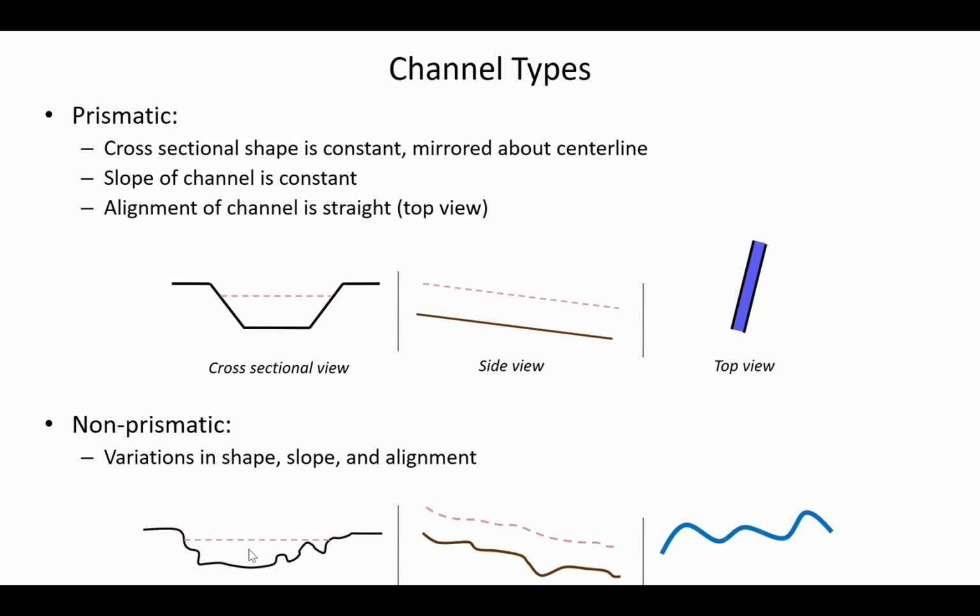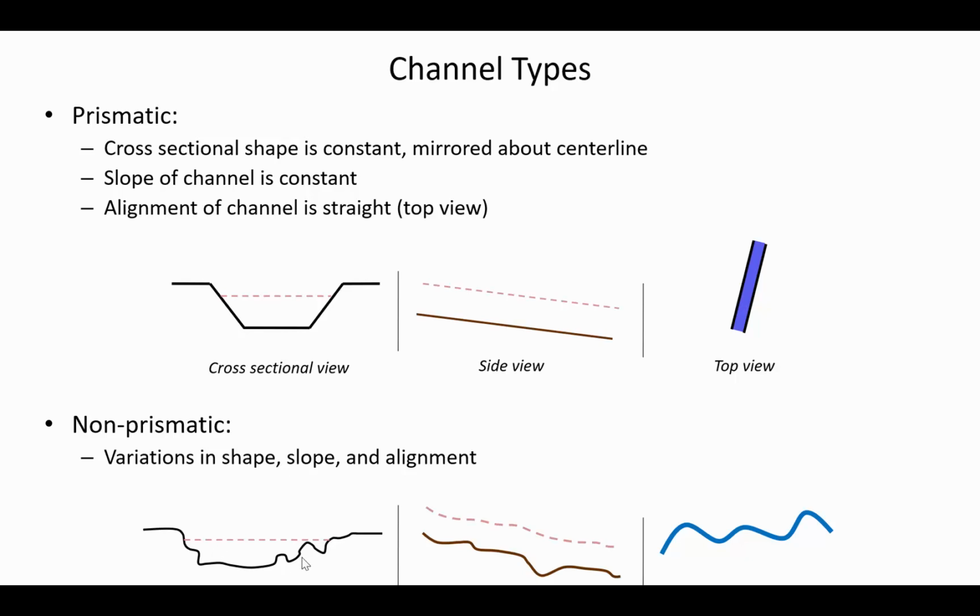And so the cross-sectional view, rather than being a mirror image along the center line, for a non-prismatic channel it would be irregular because there are just differences in the strength of the soil underneath the water line, and as the water is flowing, it will pick up and carry downstream the soil that's going to scour and erode the most easily, and what stays behind is the soil or the rocks that are more resistant to scour.